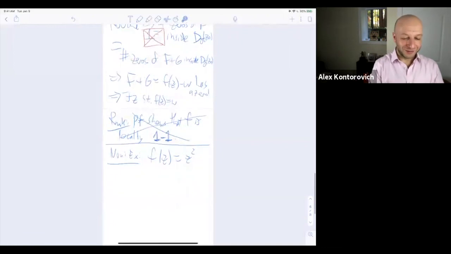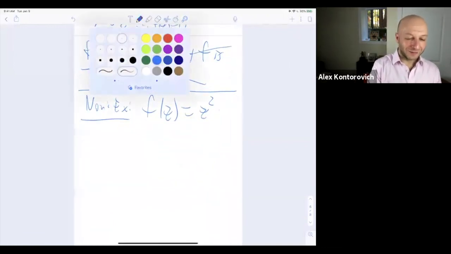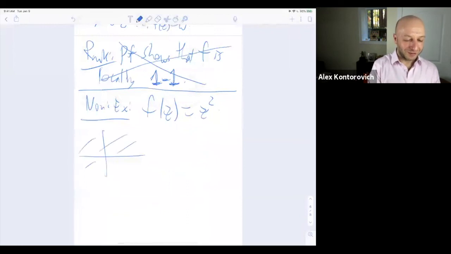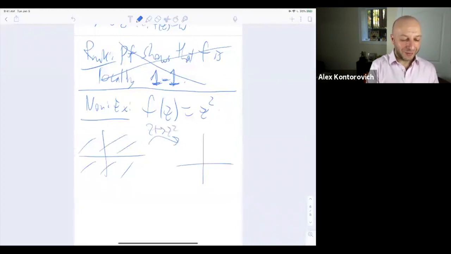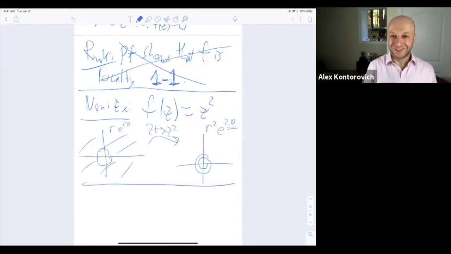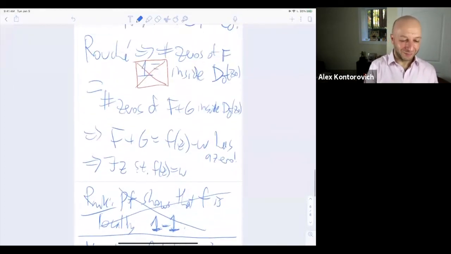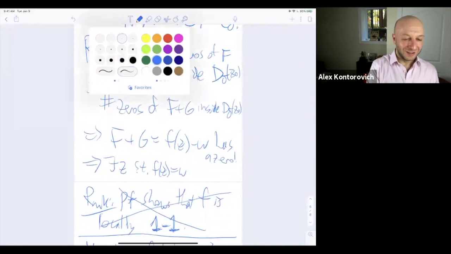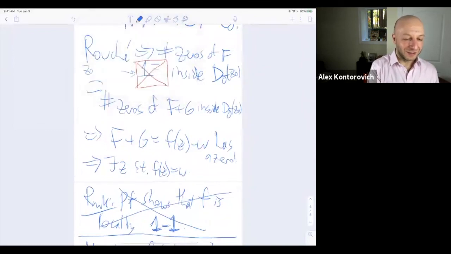So the non-example is easy. In a neighborhood, if you look at what's going on, I'm going to try to do my best at this drawing. z goes to z squared. What it'll do is it'll wrap: I have r e to the i theta, that's going to go to r squared e to the 2i theta. So that's going to wrap around twice. Instead of theta wrapping around once, theta will now wrap around twice. So it's absolutely not locally one-to-one. The mistake was right here: it's not equal to 1. z0 need not be simple.